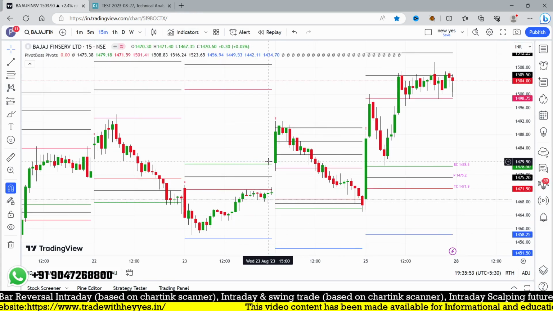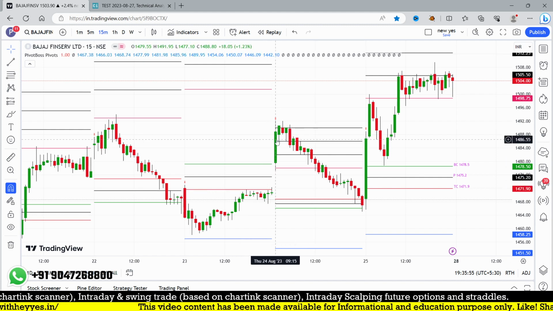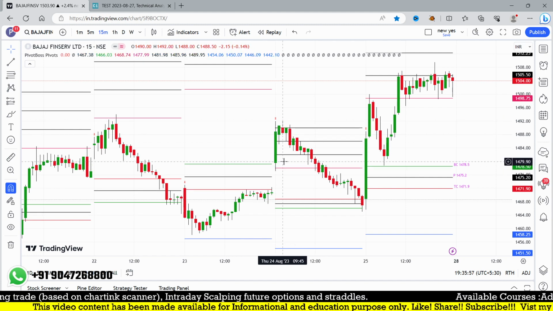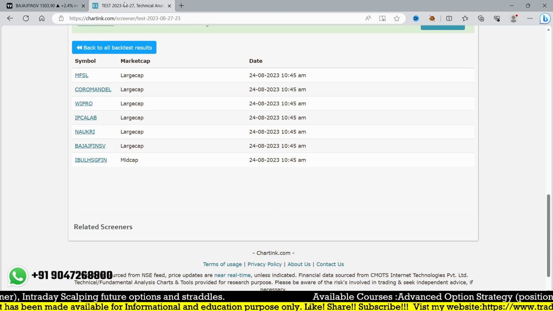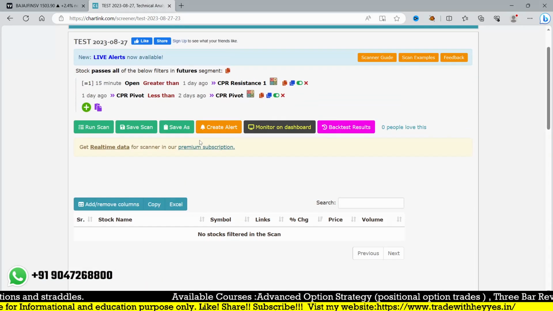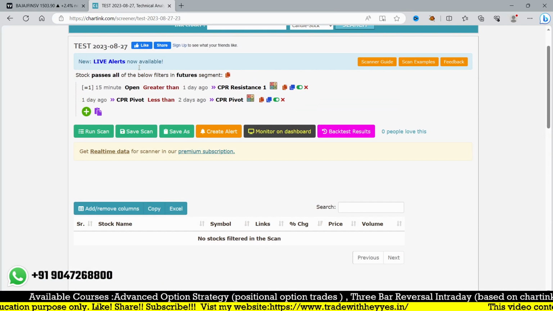Check that. That's okay, that's right. And lower CPR, Bajaj Finserv, it is opened above the R1. So some of the stocks' data is not showing you right, but this is the correct code, and we will check for a live update also.